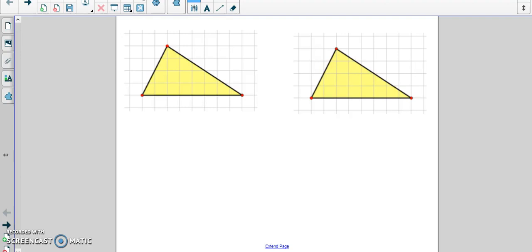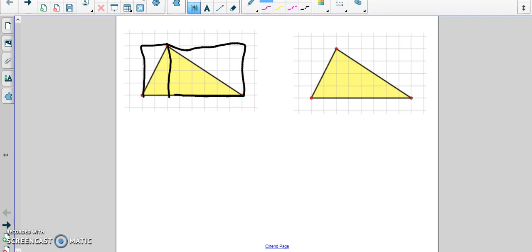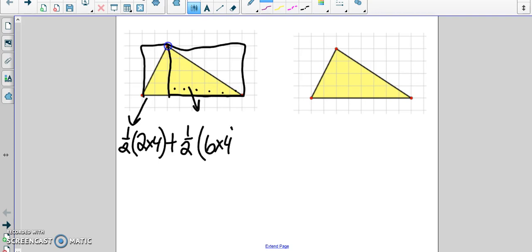Alright, so this first question asked how can we use the different principles to help us with finding the area of the triangle. So one idea that we could do is we could draw a line down the middle here, and make two rectangles. We could say that we have half of a 2 by 4, and from here we can see that we have half of a 1, 2, 3, 4, 5 of a 6 by 4 rectangle. So we have two rectangles and we've shaded half of each of those rectangles.